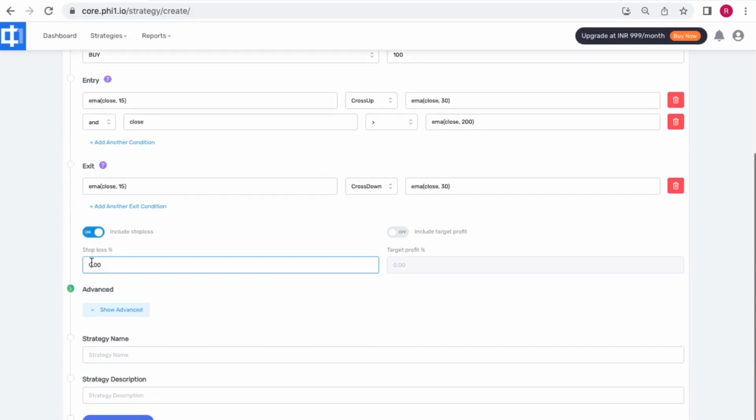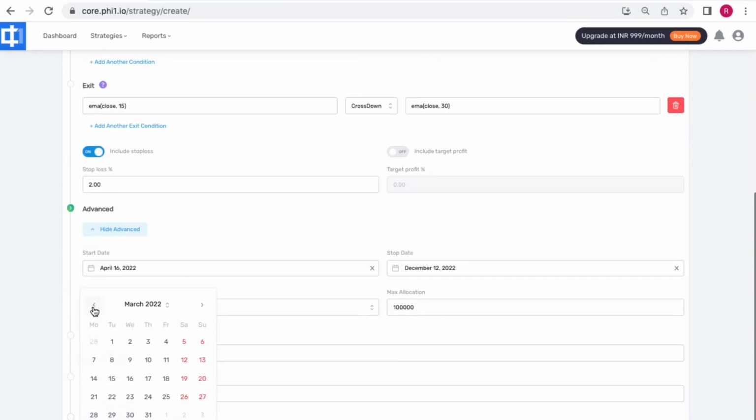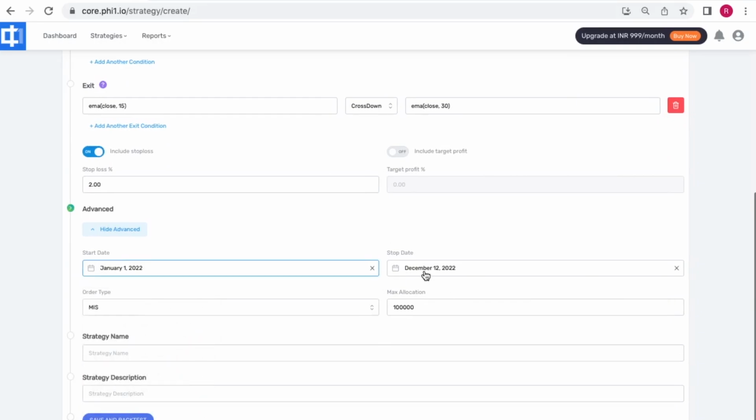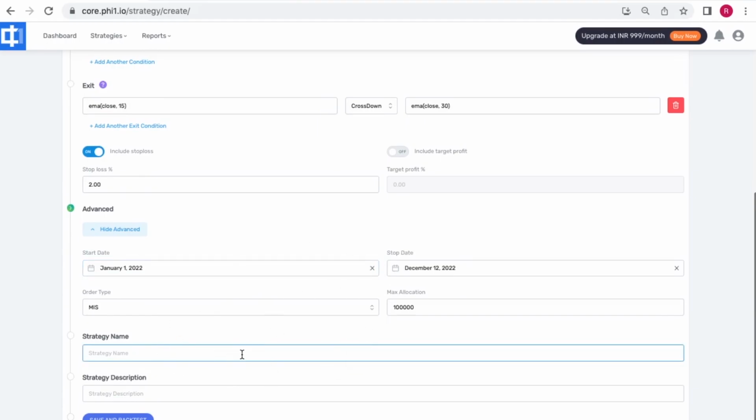Now always remember to add a stop loss to your strategies to limit your losses. You may or may not add a target profit, depends totally on you. In case you do, you can select how much percentage of target profit you want to take when you exit. In this case, I'm going to leave this blank. For your backtest period, I am taking this from the start of the year to the most recent one. Name your strategy and click Save and Backtest.